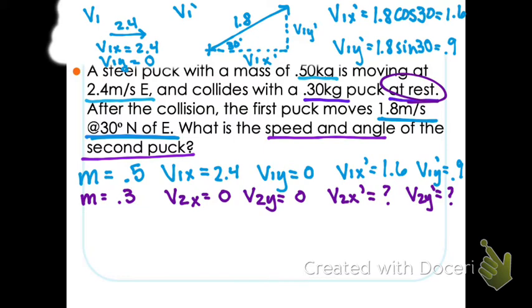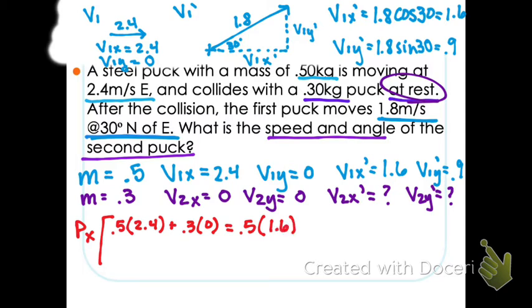All right, so let's go ahead and do the math here. When I do these math problems, I don't know why I do this, but I always label it as px. That's momentum in the x direction. I kind of give myself a little workspace to just do the x problem. And then I plug in my numbers here. So mass times v1x, 2.4, plus mass times v2x, which is 0, equals mass times v1x prime, 1.6, plus mass times v2x prime, which we don't know.